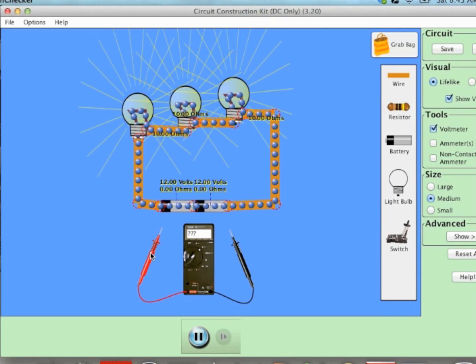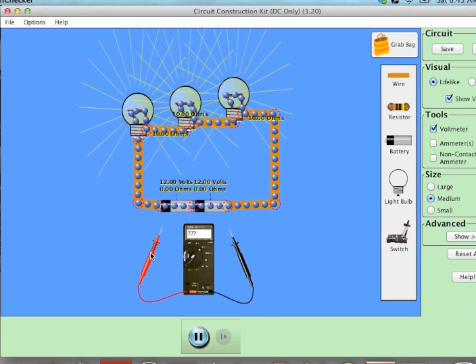Alright, so here is a simple series circuit. We have 2 12-volt batteries in series, and so that'll be a total voltage of 24 volts. And we have 3 light bulbs. Each of the light bulbs has a resistance of 10 ohms. And we see the flow of electrons. All the light bulbs have the same resistance and same brightness.